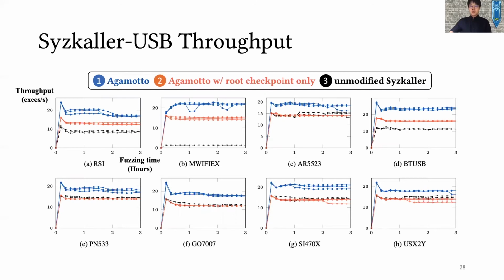These graphs show Syzkaller-USB fuzzing throughput. Throughput here is defined to be the number of test cases executed per second. There are 3 different configurations here. The first denotes a full-fledged Agamotto, and the second denotes Agamotto with only the root checkpoint enabled and without secondary checkpoints, representing a single snapshot system. The third configuration denotes an unmodified Syzkaller, which does not use a snapshot approach. For each configuration for each driver, we ran the experiment 3 times.